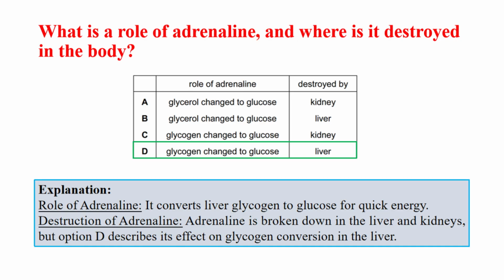Answer. The correct answer is D, glycogen changed to glucose in the liver. This is because adrenaline, also known as epinephrine, stimulates the conversion of glycogen stored in the liver into glucose. This process provides a quick source of energy in response to stress or danger. Although adrenaline itself is broken down in the liver and kidneys, option D correctly identifies one of adrenaline's key effects, specifically, the conversion of glycogen to glucose in the liver.